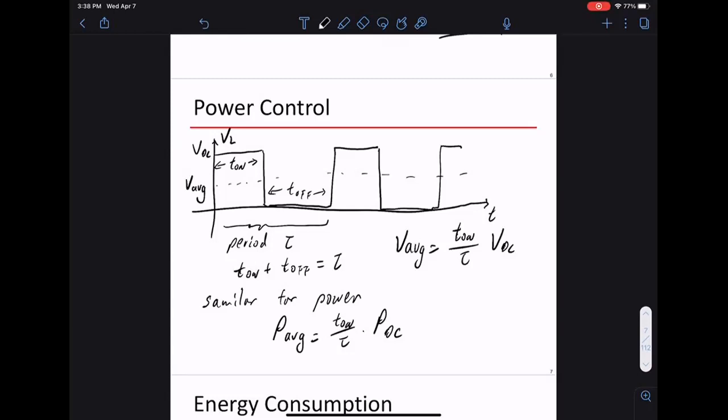Questions about this? Okay, so switching is really useful. If you did not have this switch, or if this was not electronic, then it's much harder to accomplish this.